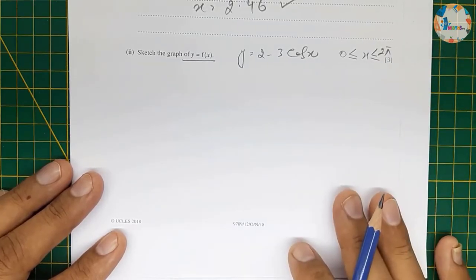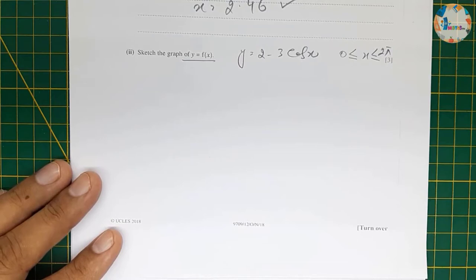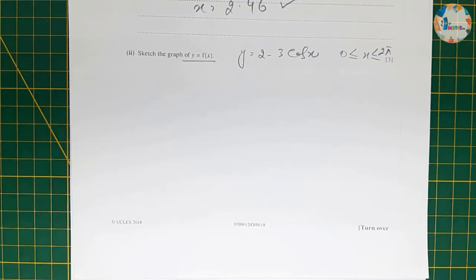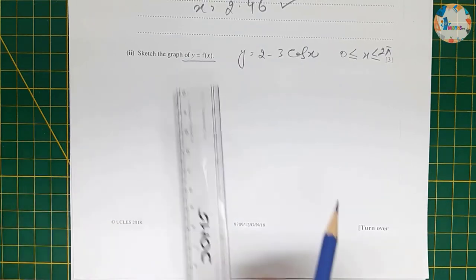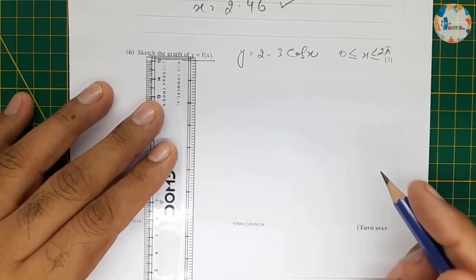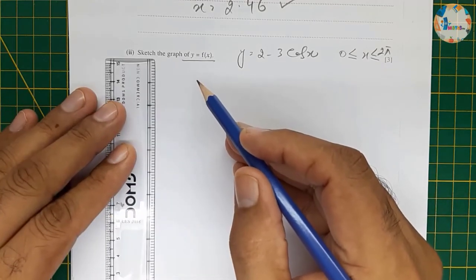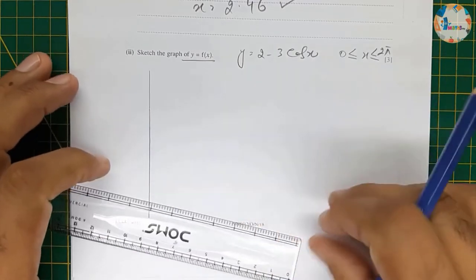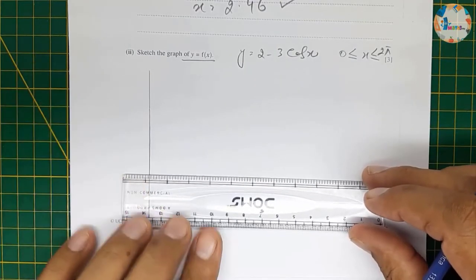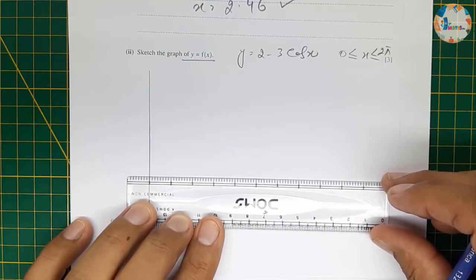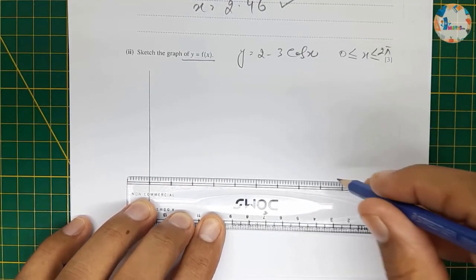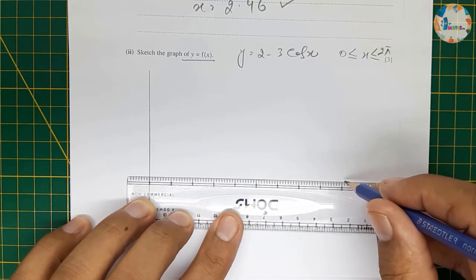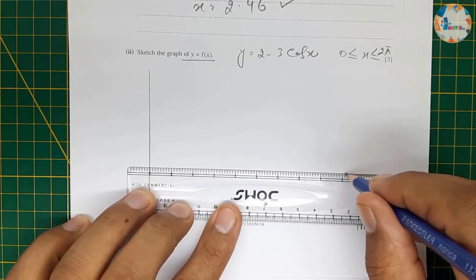Now what we can do, we can draw the coordinate axes to sketch this curve. So our coordinate axes we can draw like this one over here. This is our y-axis, and we can draw the x-axis as well. So this is, for example, our x-axis.